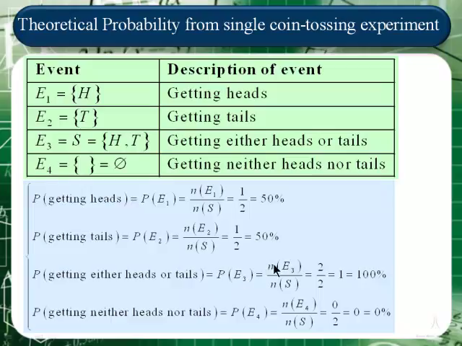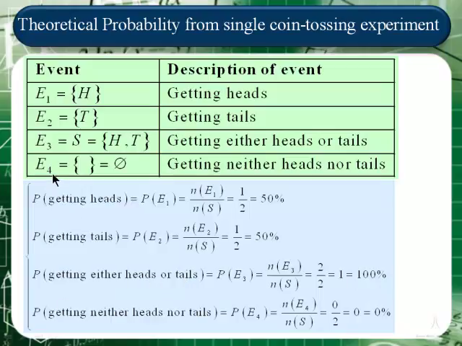So you can either say it's the cardinal number of E3 over the cardinal number of S, or the cardinal number of S over the cardinal number of S, which is 2 over 2, or clearly 1. So it is absolutely certain that you will either get a head or a tail.